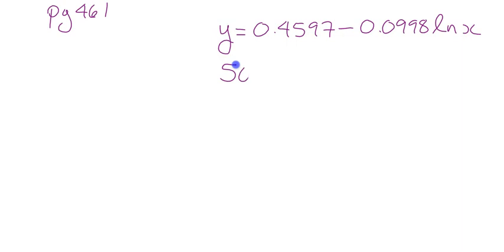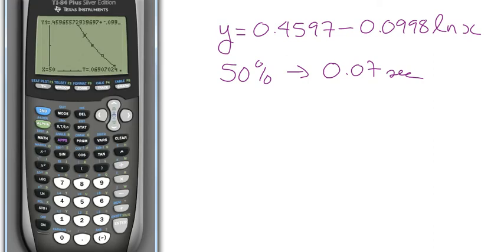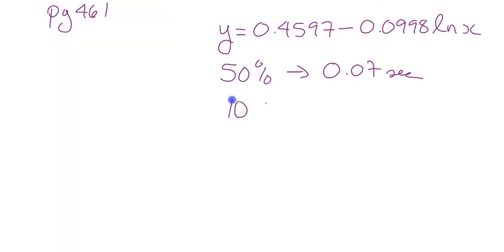Okay, so 50%, 0.07 seconds, rounding to the nearest hundredth. And what else? They asked, oh, there's a Your Turn at the bottom of 462, the 10%. So second calc, value, 10%. Remember, our x's are percents. It gave us 0.22, 0.23, so 10%.